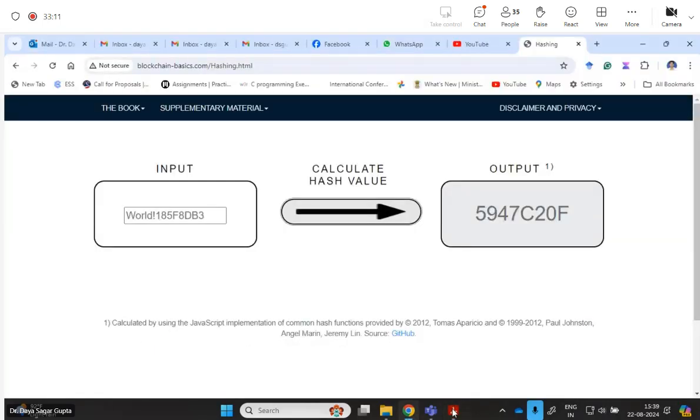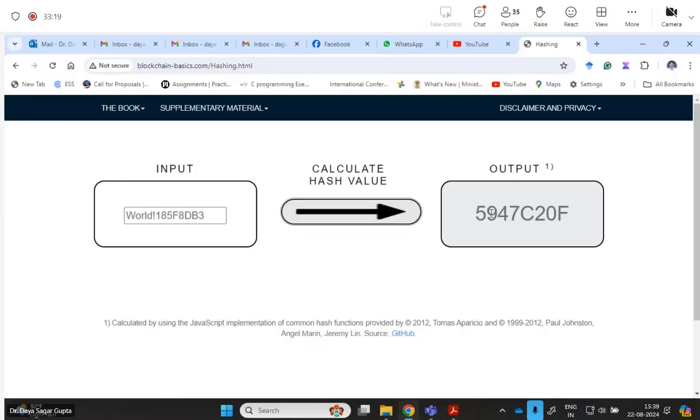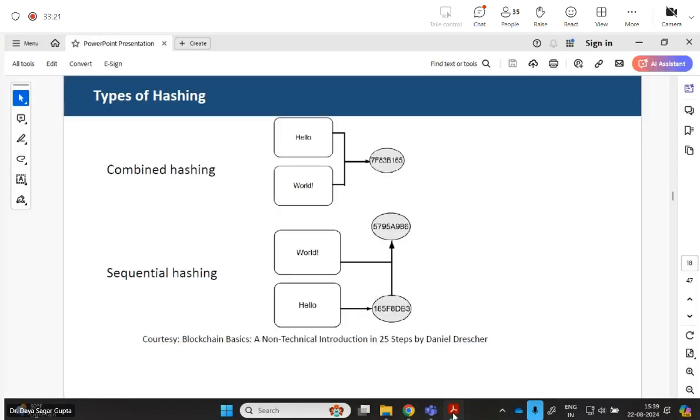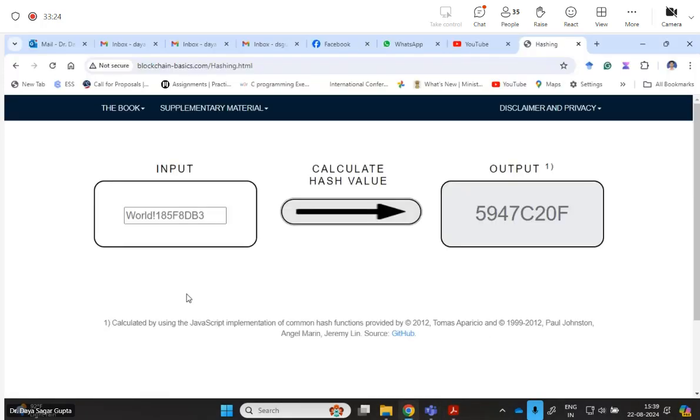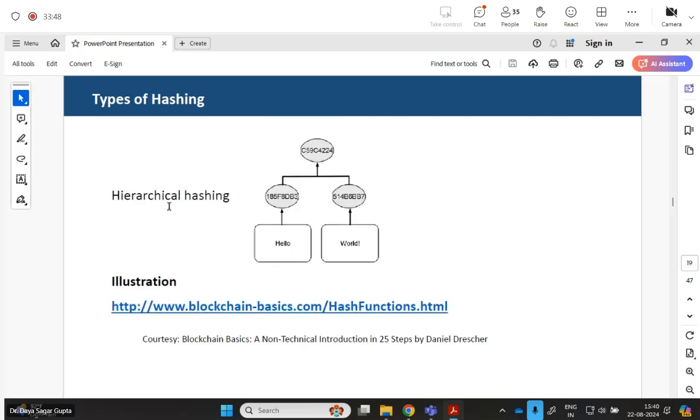5795, something is going wrong. 5975, this is the value, 5947, okay. 5947 is the value. Something went wrong, yeah, this value. Okay, so, 579 came. Now it is fine. I concatenated it, and a space was the problem. After giving the space it came, no issue. Now this is sequential hashing, and after that we are going to get this hierarchical hashing.